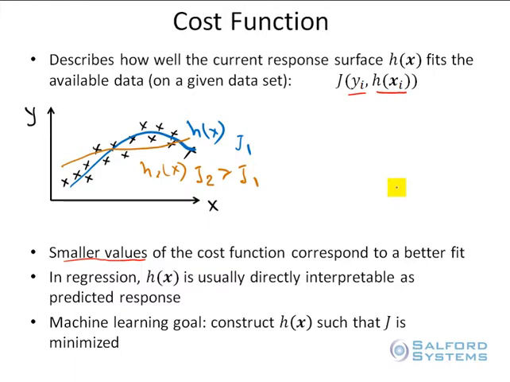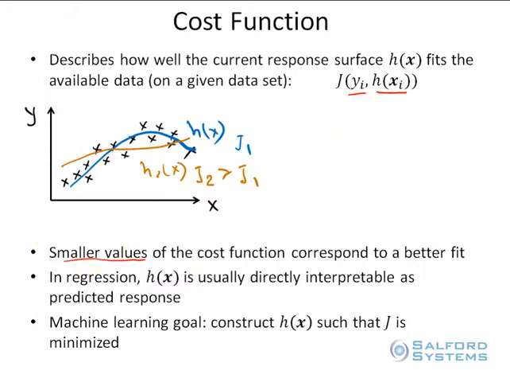Now, in regression, h of x is usually directly interpretable as predicted response. And that's something to keep in mind, because there are many different ways to construct this particular term that we call the response surface. In some cases, it has a direct relationship to whatever we're trying to predict. In other cases, it may be a more convoluted relationship, needing additional interpretation, additional specific steps in order to come up with the final interpretation.